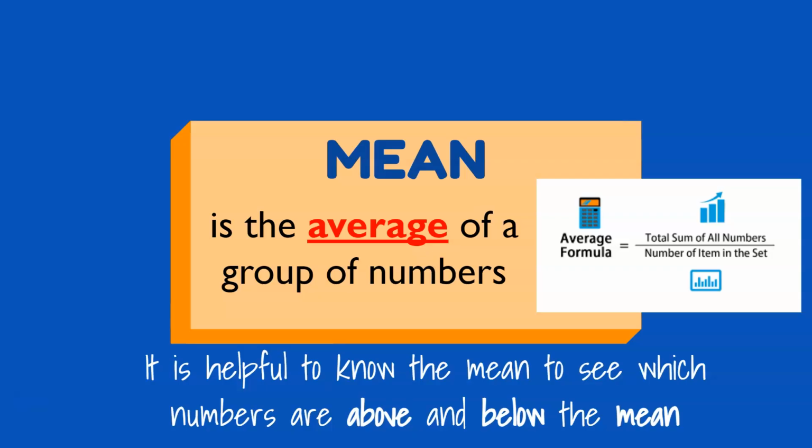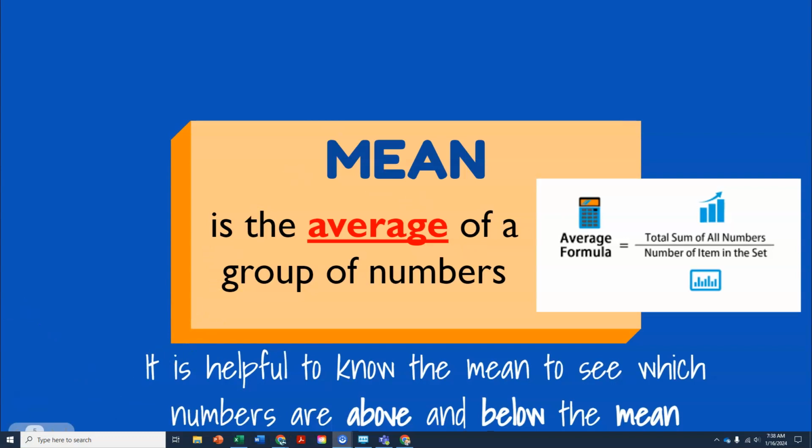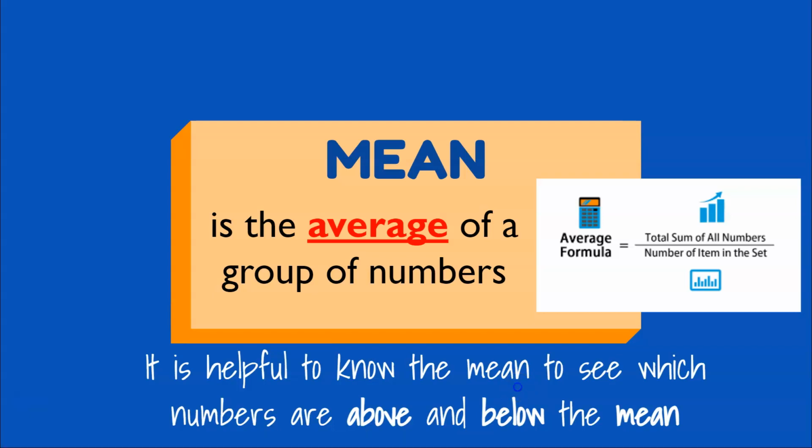So here's the definition of mean. And again, probably everybody's seen this, but let's just get all on the same page as far as the chemistry definition of this, which is math, of course. Mean is the average of a group of numbers. So average formula is total sum of all numbers that you've got divided by the number of items in that set. So it's helpful to know the mean to see which numbers are above and below the mean. So the average. Mean is the same as average.